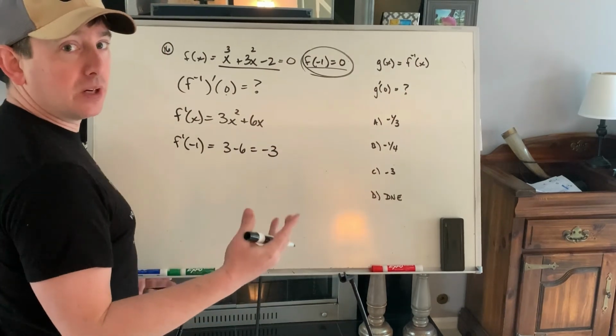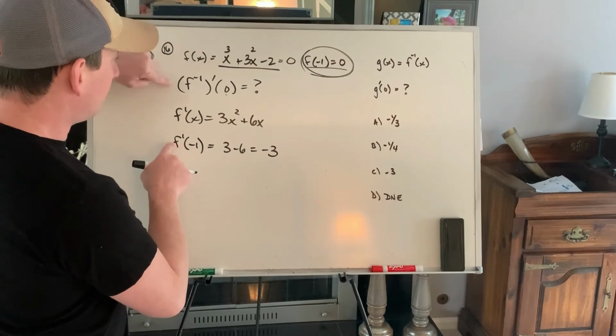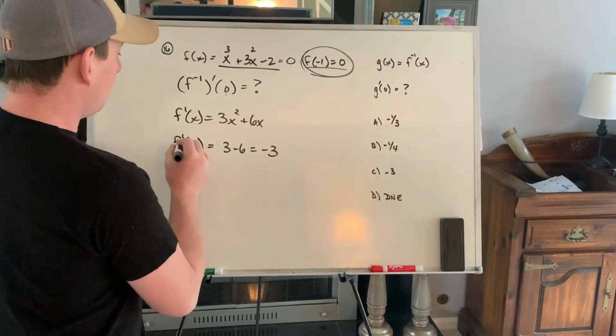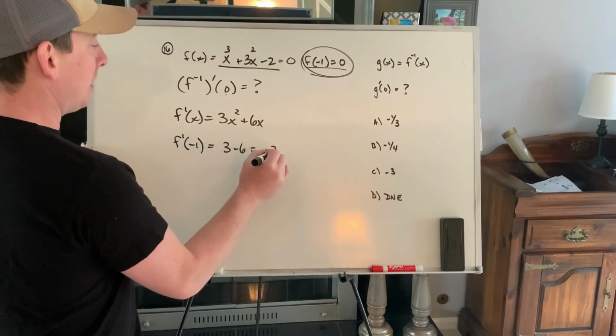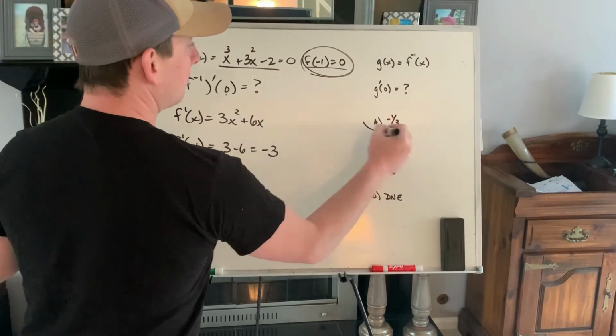And we get -3. Now you got to remember how the derivatives are related between these two functions. They're reciprocals of one another. So if the slope of this function at this point is -3, then the slope of this function at this point is -1/3.